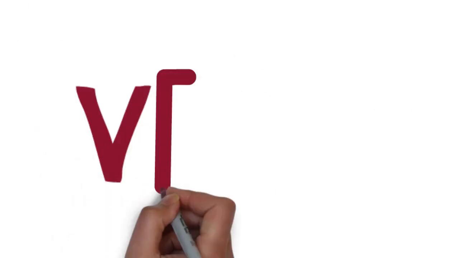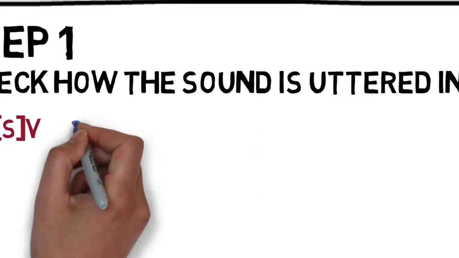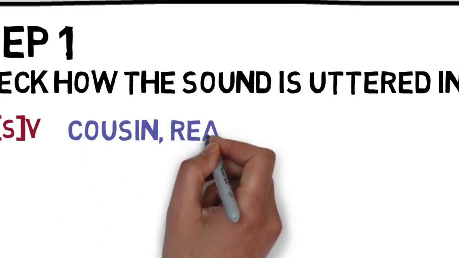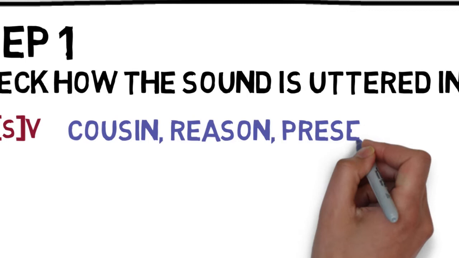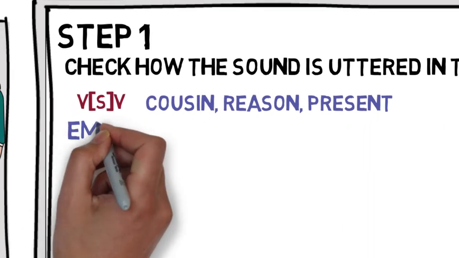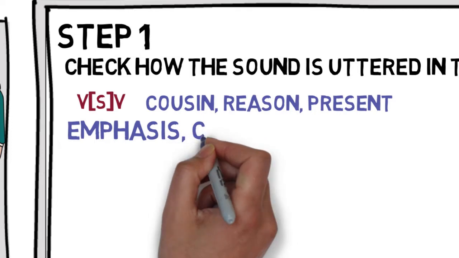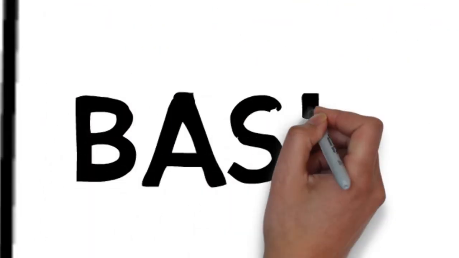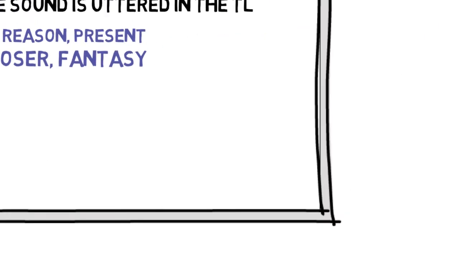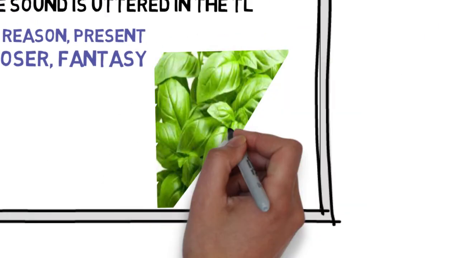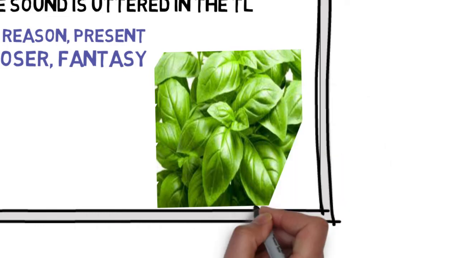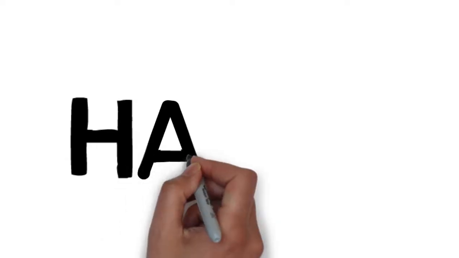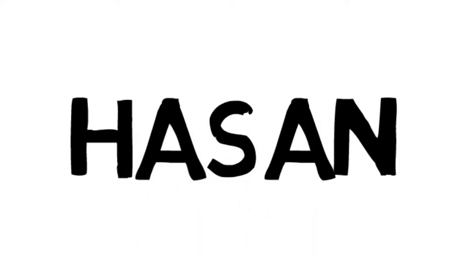For example, when the letter S appears between two vowels, it's usually pronounced with a za sound, like cousin, reason, present. Of course, there is a long list of exceptions like emphasis, closer, and fantasy. But words like basil in Arabic, it's pronounced basil in English, which is a fragrant herb. The English tend to pronounce Hassan, for example, as Hazan.